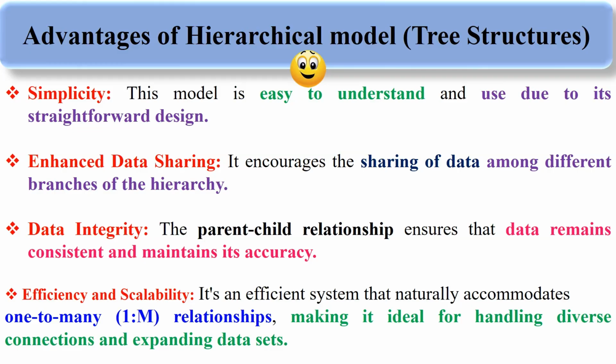Advantages of hierarchical model, tree structures. Simplicity. This model is easy to understand and use due to its straightforward design. Enhanced data sharing. It encourages the sharing of data among different branches of the hierarchy. Data integrity. The parent-child relationship ensures that data remains consistent and maintains its accuracy. Efficiency and scalability. It's an efficient system that naturally accommodates one-to-many, 1:m relationships, making it ideal for handling diverse connections and expanding datasets.